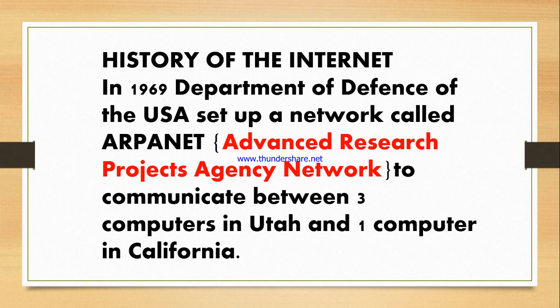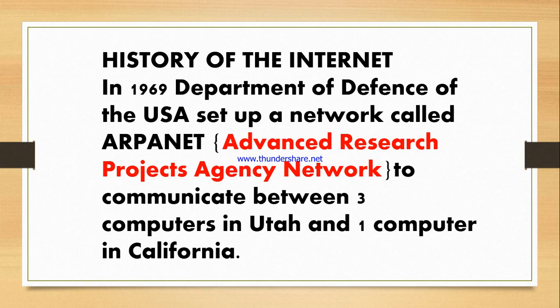In the USA, the Department of Defense set up a network that is known as ARPANET. You can see here the full form is Advanced Research Project Agency Network. The Defense Department of the USA set up this ARPANET to communicate between three computers in Utah. Utah is a city, and California is also a city.